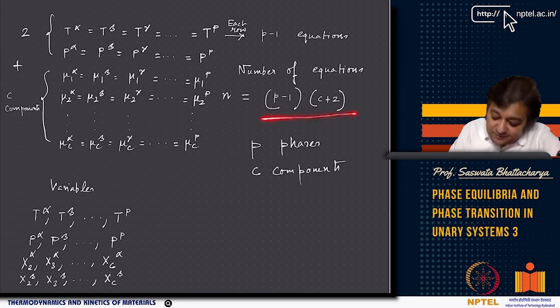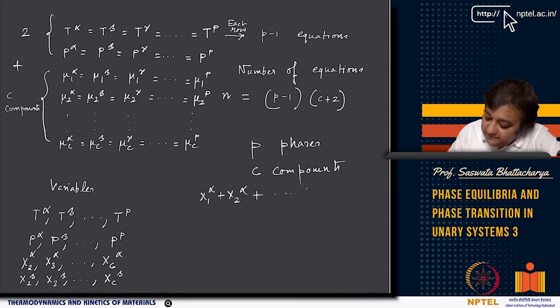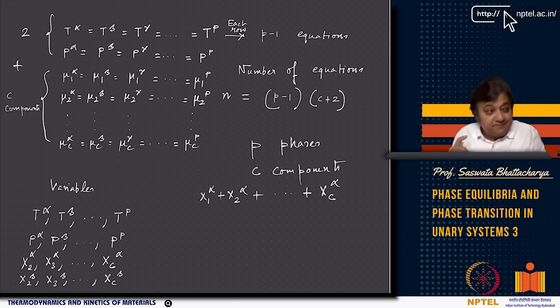Now see, you have component 1 up to C. Again, in any phase, x1 alpha plus x2 alpha plus up to xc alpha, so C components, is equal to 1. That means you can choose any one of the components to be dependent and all others are independent. So if you have that, you have T alpha to T superscript P, right?